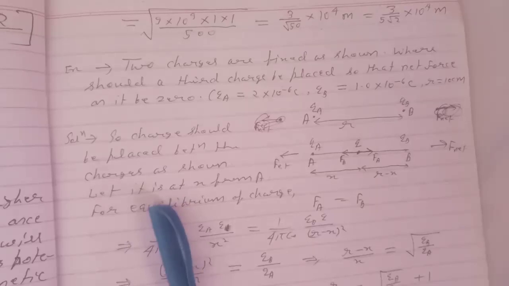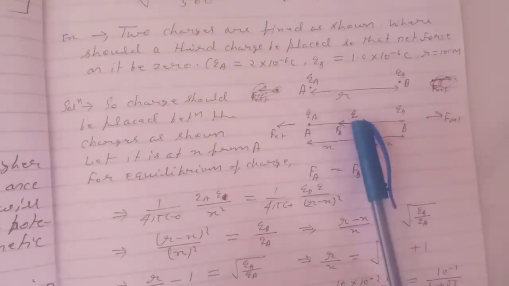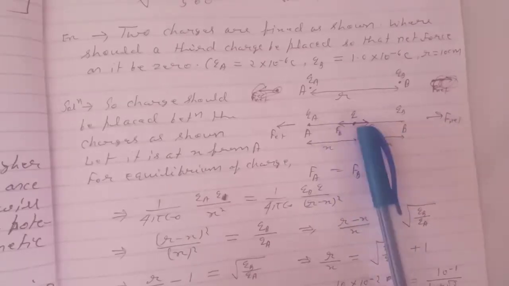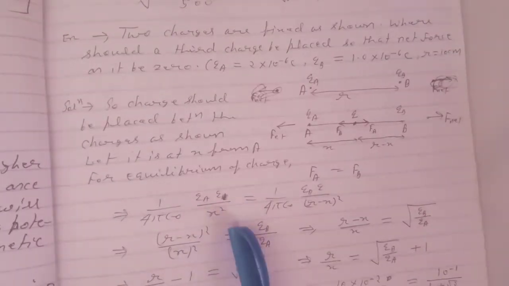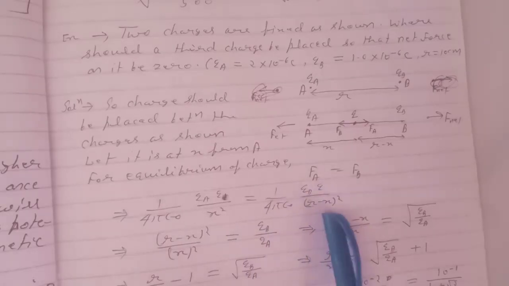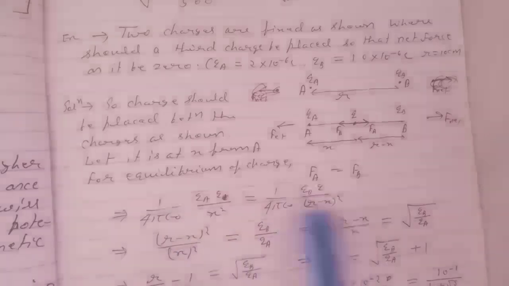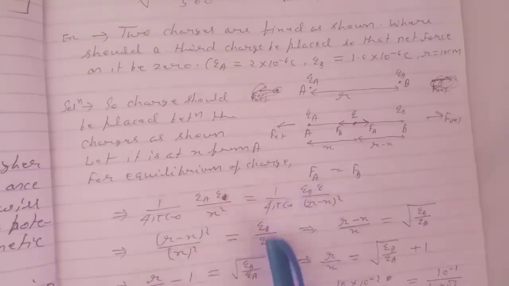Now, let it be at x from A. For equilibrium of this charge, the net force should be 0, so Fa will be equal to Fb, the force on this charge due to A and the force on this charge due to B. So 1 by 4 pi epsilon naught QA into Q by x square equals 1 by 4 pi epsilon naught QB into Q by r minus x whole square. Now Q will cancel out, and 1 by 4 pi epsilon naught cancels out. So we have r minus x whole square by x square equals QB by QA.